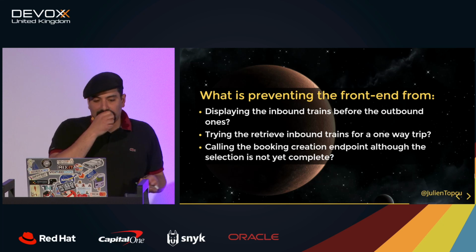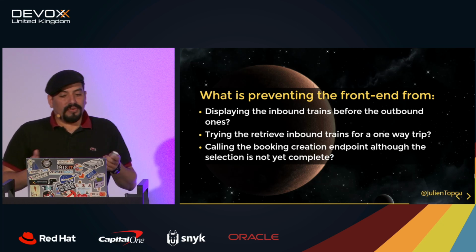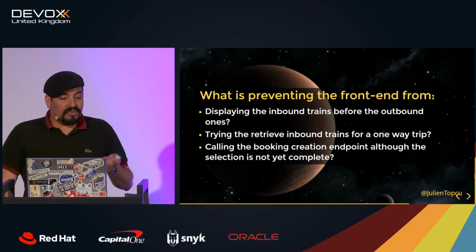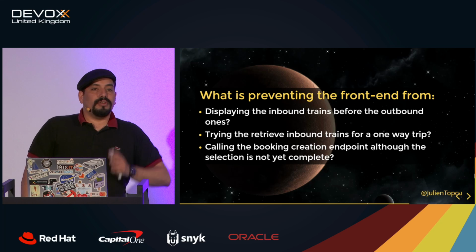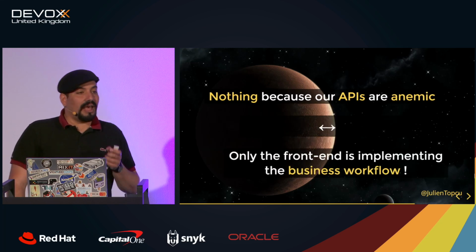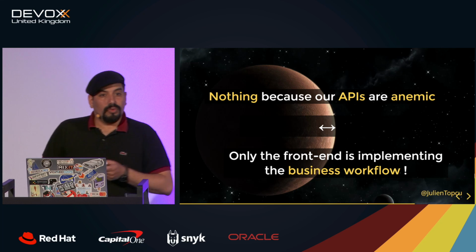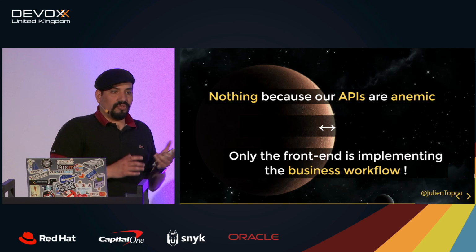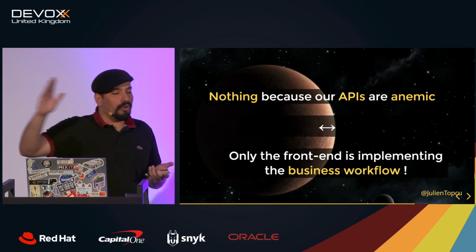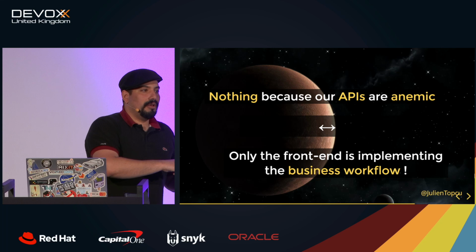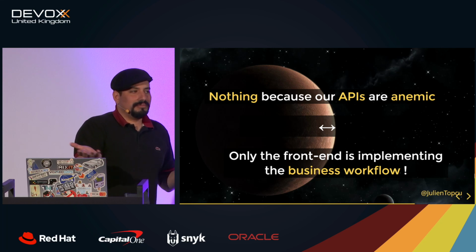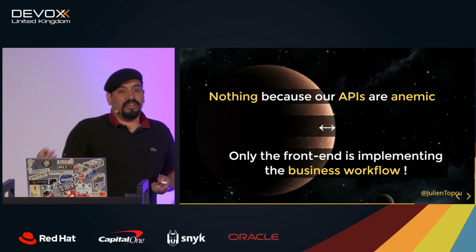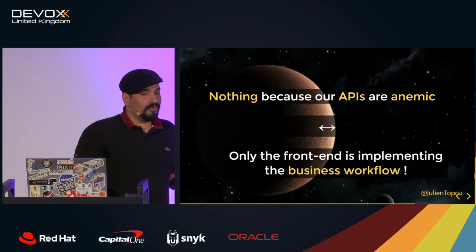Another example is that nothing prevents the front end from calling the booking creation endpoint, although the selection is not yet complete. And the reason for that is because our APIs are anemic regarding the workflow, and only the front end implements that workflow. That's true. The orchestration of all your endpoints is only on the front end. But that's business logic, right? So it means also that all the consumers have to duplicate that logic, the workflow. They all have to do that.